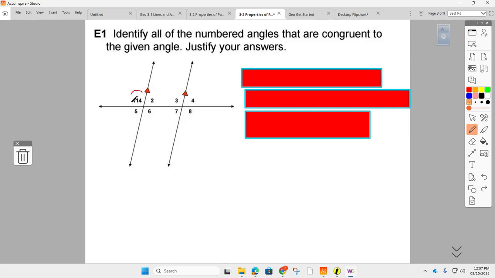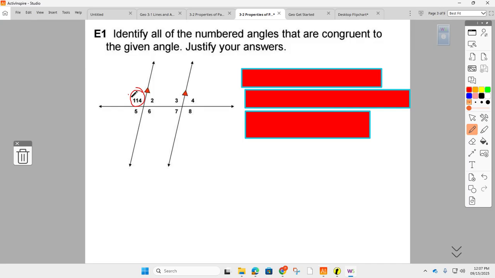So this would be the given angle. What angles do we know are congruent to this angle? From all of the lessons we've learned, not just what we just learned, right? Is there a vertical angle to that angle? What's the angle that's part of a vertical pair with that angle?